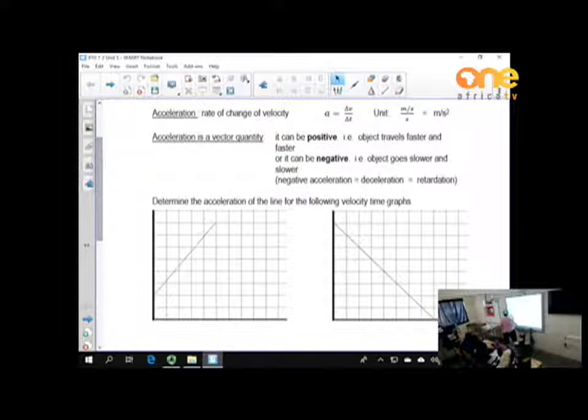Graphs, and we said then, just to recap very carefully, acceleration is a rate of change of velocity. And then if we have a velocity time graph, we said the gradient of a velocity time graph will give me acceleration. I don't want to say much more about that.